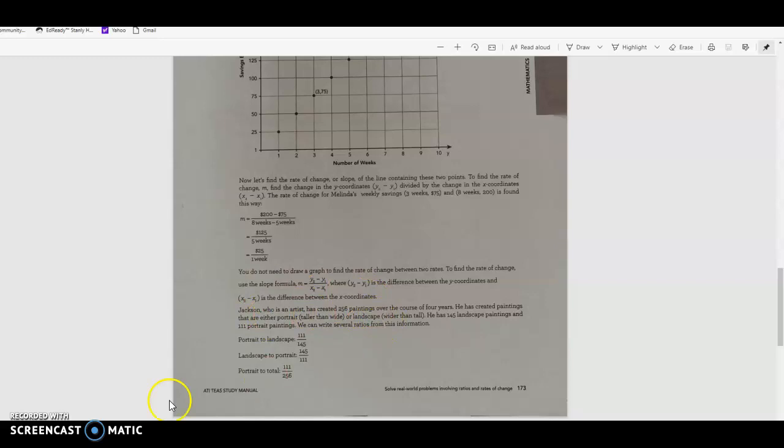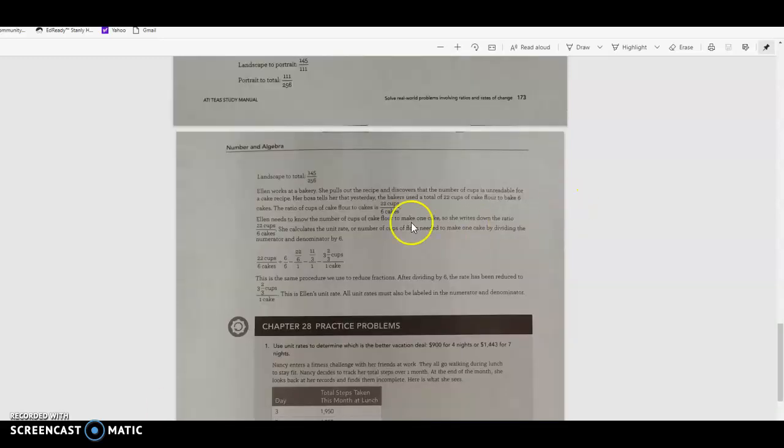And then down here, they just use a different example. I'm going to let you look at this one yourself. Now we're going to work this particular example because the answer is going to look a little bit different than what you may have seen as far as a fraction. Ellen works at a bakery. She pulls out the recipe and discovers that the number of cups is unreadable for a cake recipe.